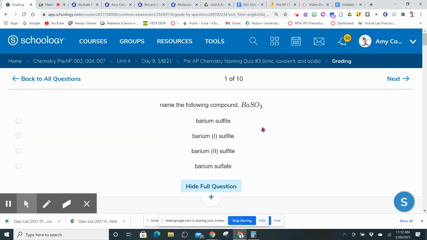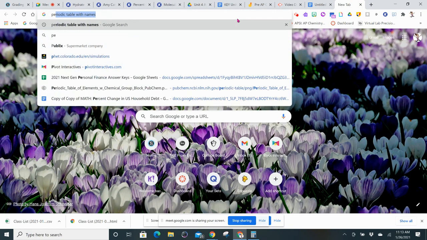But one of the first things you have to ask yourself when naming compounds, because it's just memorization. There's a set of rules for ionic compounds, there's a set of rules for covalent compounds, and there's a set of rules for acids. You have to be able to recognize if something is ionic, covalent, or an acid. Okay, so the first thing you're going to ask yourself is, do I have a metal? The way you're going to know that is by the periodic table. So let's look at a periodic table.